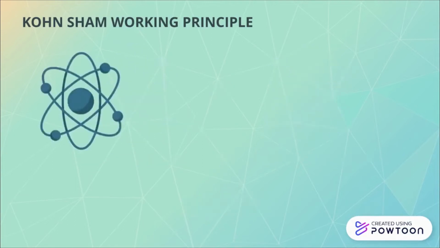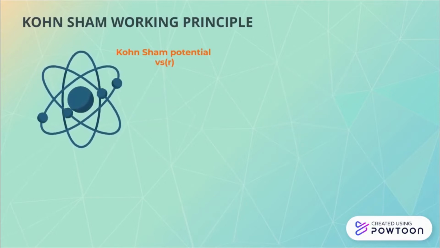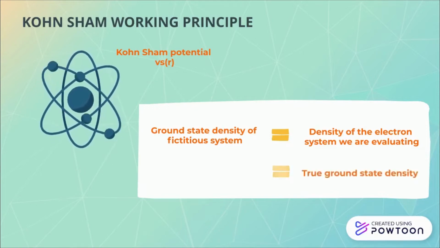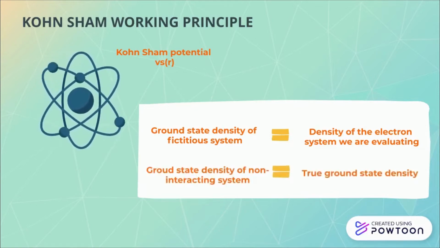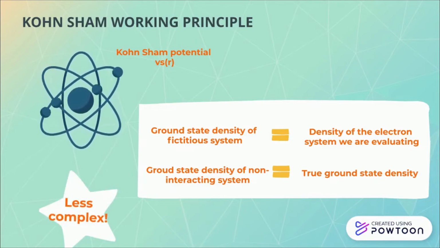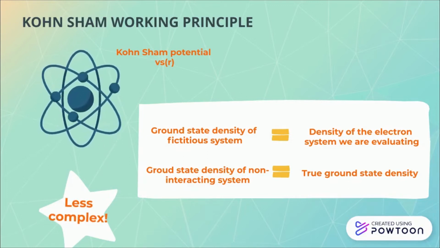The particles move in some fictitious external potential called the Kohn-Sham potential, which is defined so that the ground state density of the system is equal to and the same as the density of the electron system we are evaluating. This assumes that the true ground state density is actually also the ground state density of a non-interacting system. Since the particles in the Kohn-Sham system do not interact with each other, the ground state wave function of the system is far less complex than that of a real interacting system.